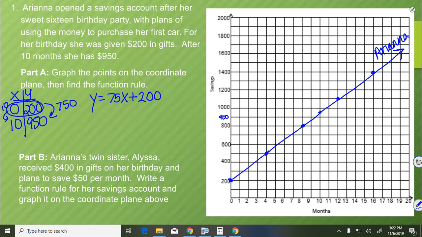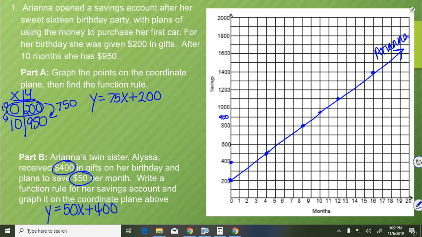Then part B, Ariana's twin sister Alyssa received $400 in gifts on her birthday and plans to save $50 per month. Write a function rule for her savings account and graph it on the coordinate plane below or above. So in this case, her savings is modeled by y equals 50x plus 400 based on the word problem. So we're going to start at 400 and go up 50 each time.